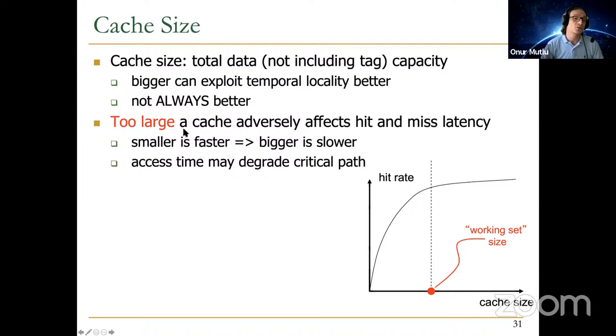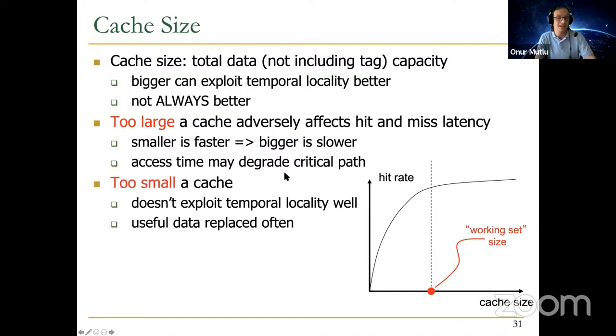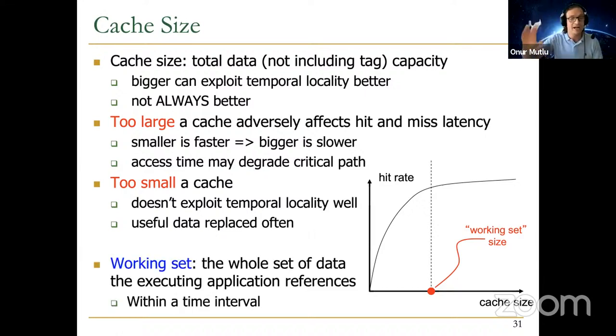Of course, too large of a cache adversely affects hit and miss latency. What's not depicted here is the hit and miss latency, and we already know that. Access time may degrade the critical path potentially if you have an L1 cache, but too small of a cache doesn't exploit temporal locality well. Useful data is replaced often. So you need to make good design choices clearly across the hierarchy.